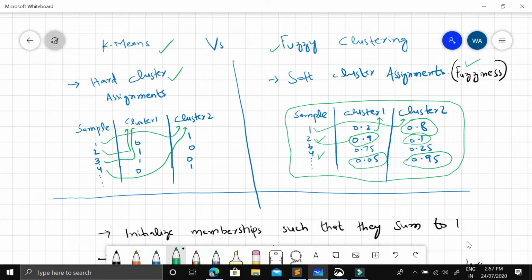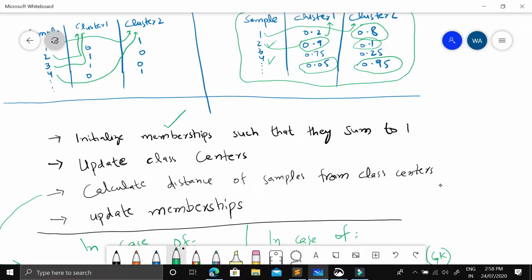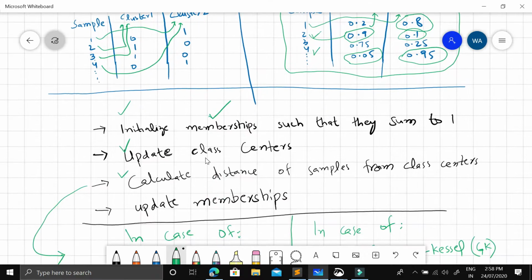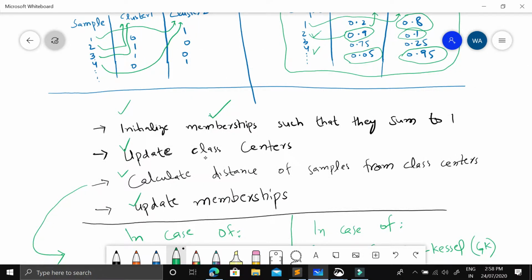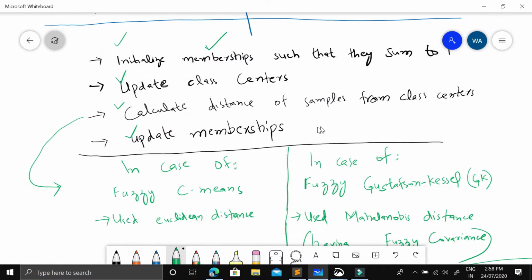Now, how does clustering work? Any clustering works by initializing the class centers, but in fuzzy clustering, we initialize the memberships. In k-means, we can initialize the hard assignments. This is the initialization step, which exists in every clustering algorithm. Then we update the class centers, then we calculate the distance of samples from those class centers, then we update the assignments, or the membership values in the case of fuzzy clustering. This whole thing is really simple, and I hope you know about it.